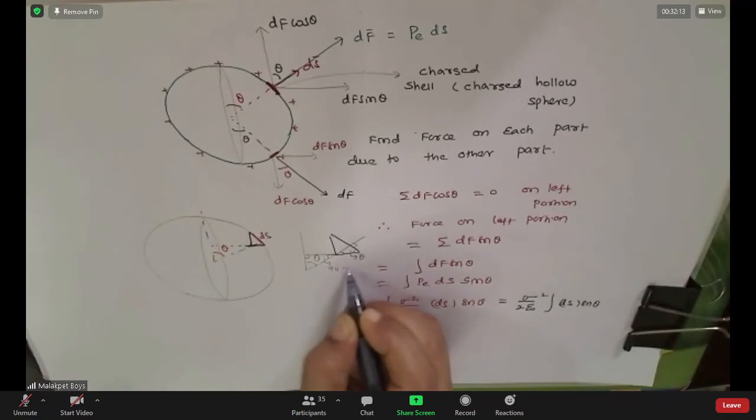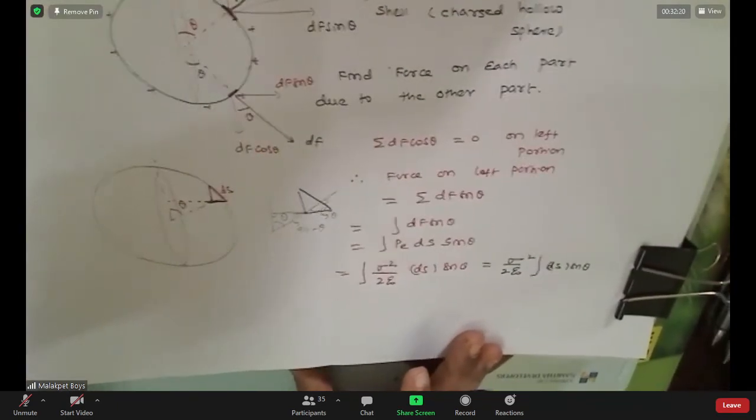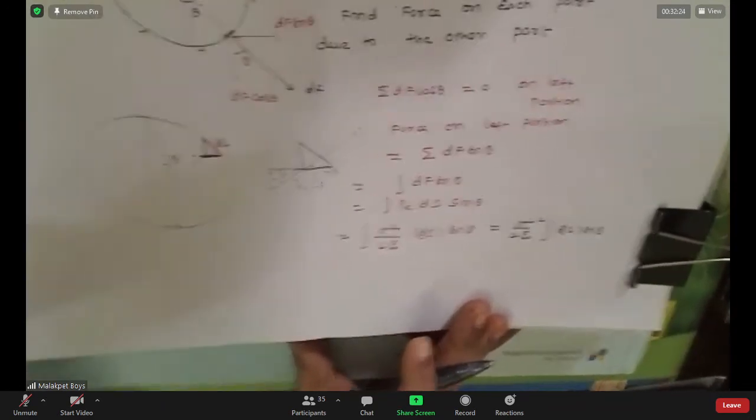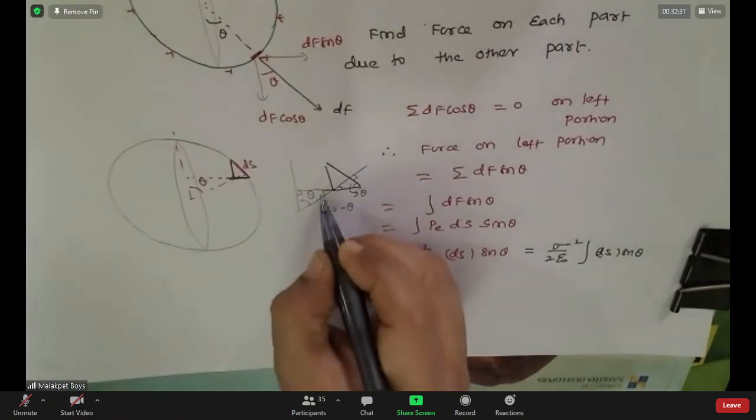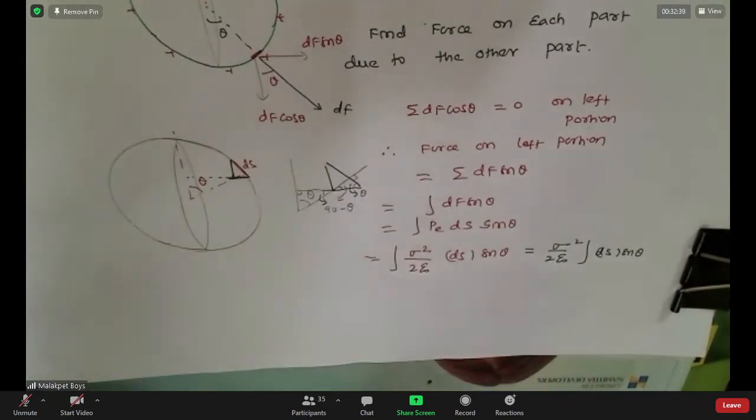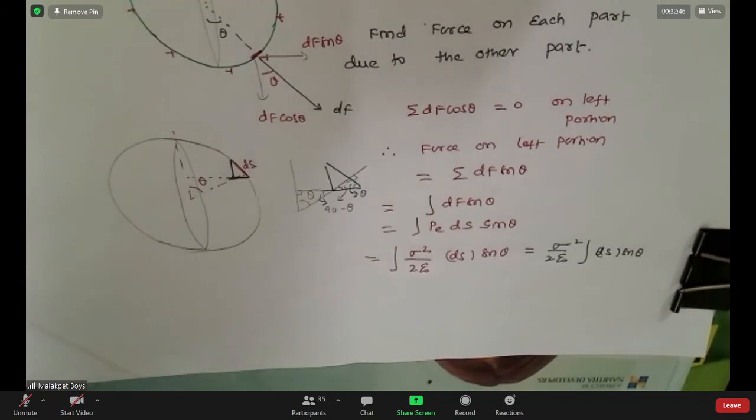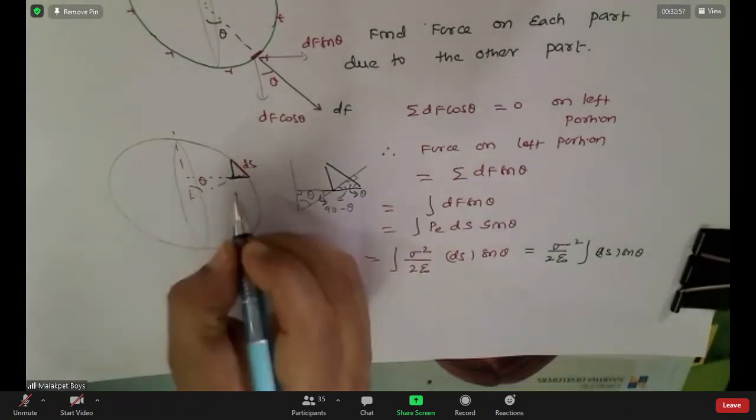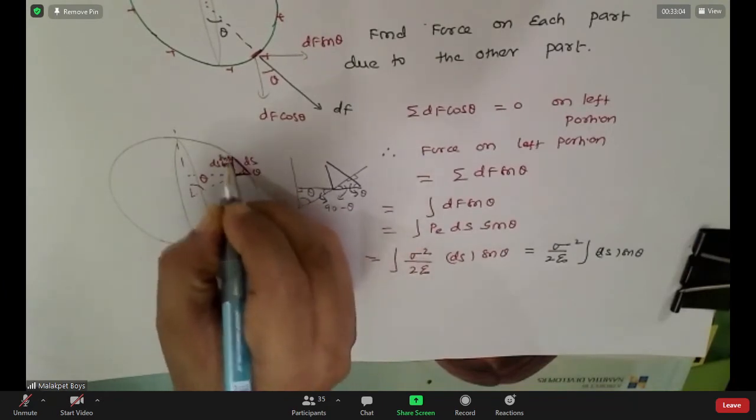Follow this clearly. Is it clear? Because this is also 90 minus theta, vertically opposite angle. Now in this triangle, this is 90. This is 90 minus theta, so this should be theta, no? So, if this is theta, this is ds cos theta, no? Sorry, ds sin theta, no?